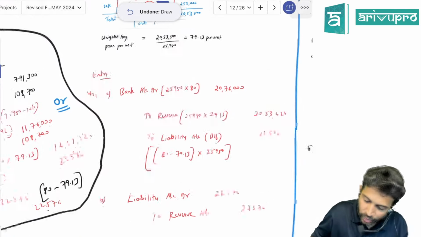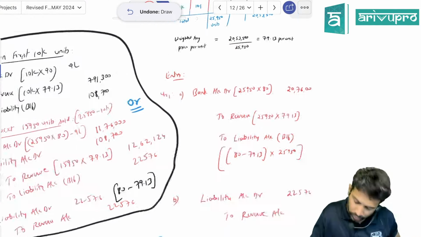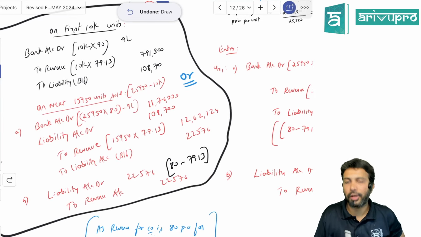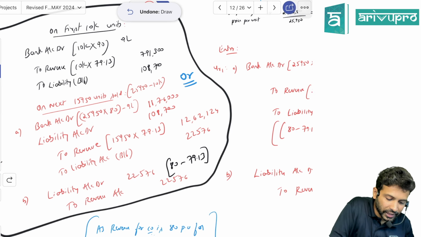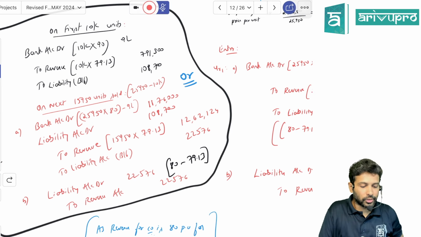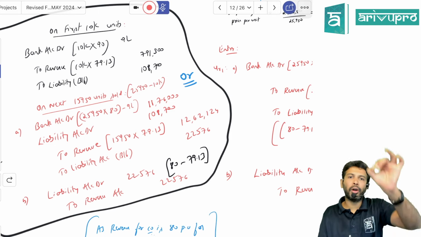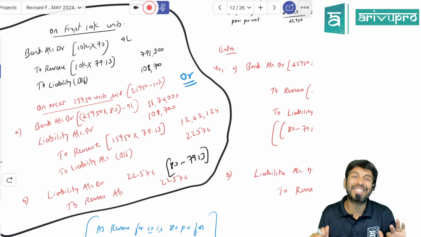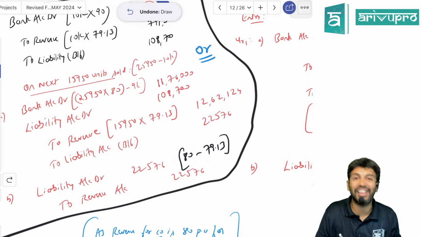For initial accounting, we need the average price per unit. At the end, we have to do some adjustment. So the actual revenue for us is 80 per unit, but we have been booking at 79.13. So 80 minus 79.13, how much is that? You'll get 0.87. So 0.87 is revenue we have booked less. We have booked it at 79.13. It should be booked at 80. So we have booked less.